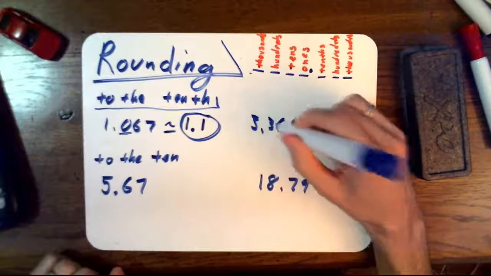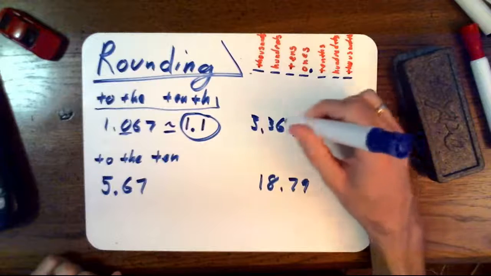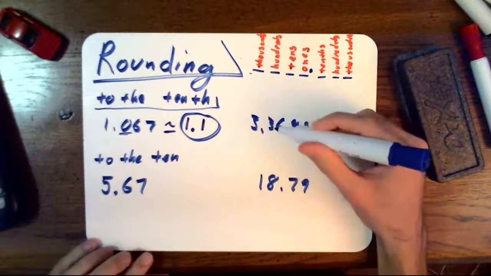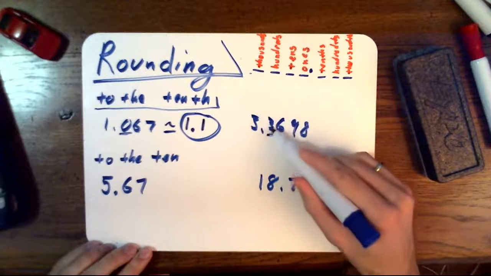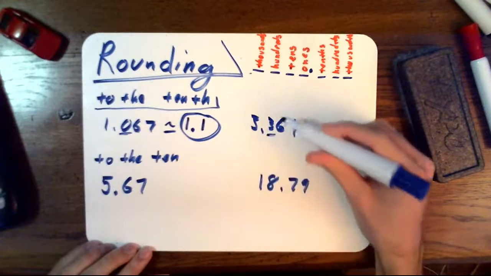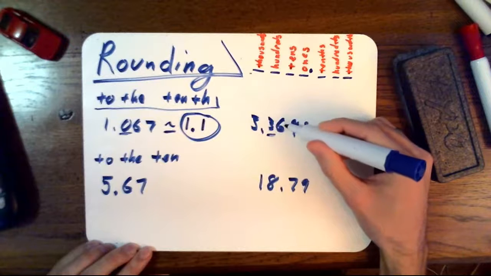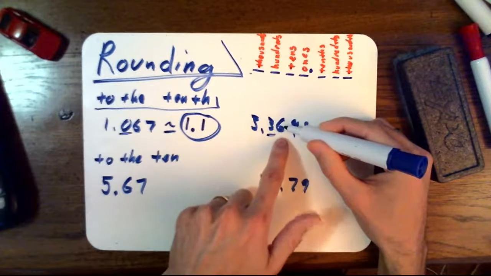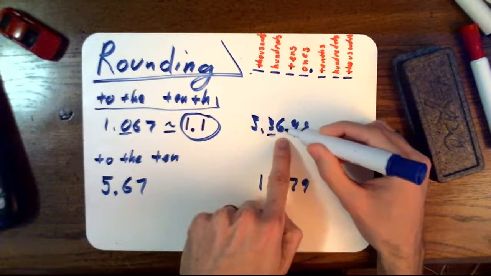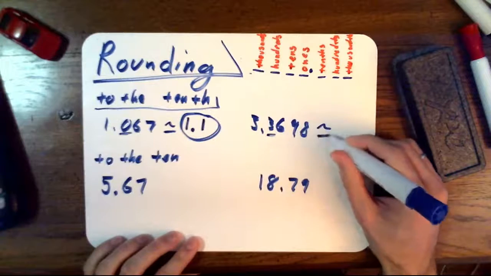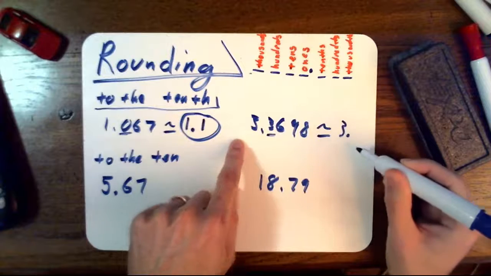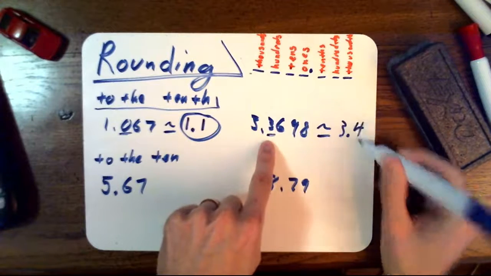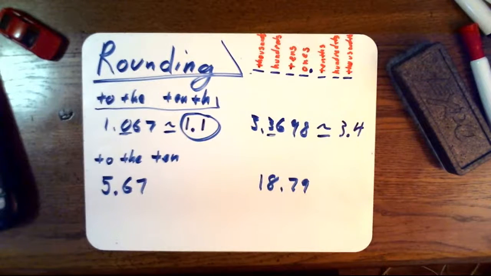Now if we round this one to the tenth, notice we've got even more decimal places here. First you want to identify the tenth place. The tenth place is right here, right behind the decimal. Now you look to this number. Is this number 5 or greater? Yes, because it is a 6. So when we round it, we leave any number to the left of it alone, but now we're going to round this up: 3.4.